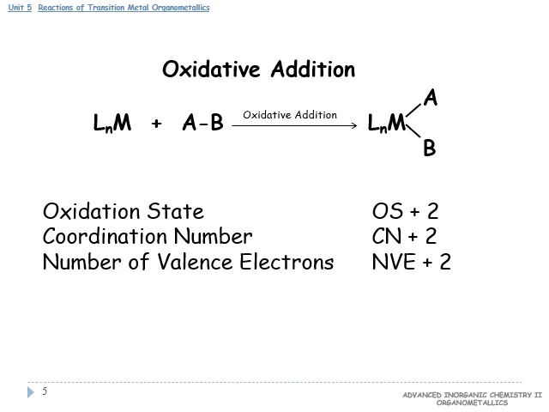In these kinds of reactions, a coordinatively unsaturated complex with the metal in a relatively low oxidation state undergoes a formal oxidation of 2 electrons, while its coordination number increases in 2 units. Therefore, the number of valence electrons also increases in 2 units.